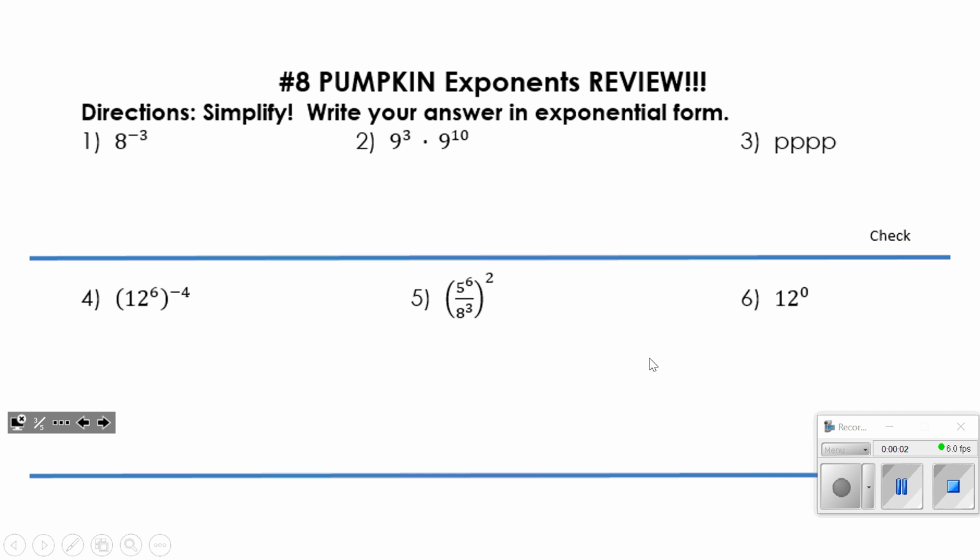This video is about exponents. It's a review for your quiz. The directions say simplify, write your answer in exponential form.